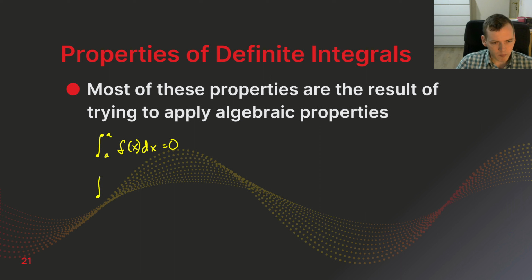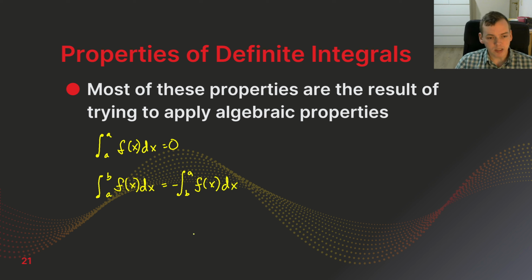The integral from a to b of f of x dx is equal to the negative integral from b to a of f of x dx. This is just saying if you switch the bounds, the result is going to be negative. You can think of it as working backwards, which means all of our widths, instead of being positive widths, are now negative widths, so I get a negative value.